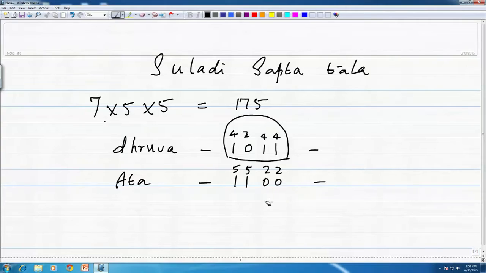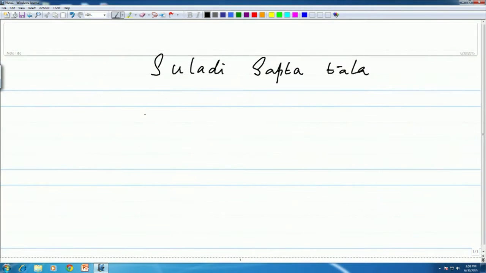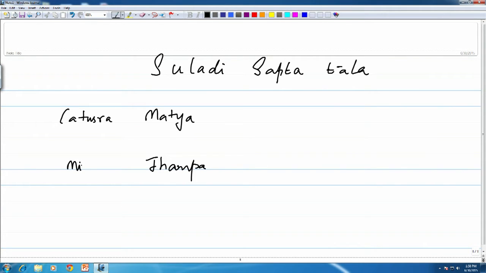Now let us take two other talas which have the same number of beats. Matya Tala, Jhampa Tala. Matya Tala is also associated with Chatushra Jati, so Chatushra Matya, and Jhampa is always by default associated with Mishra. Of course, we can have other Jatis also, but by default, unless otherwise mentioned, Matya Talam is Chatushra Jati, Jhampa Tala is Mishra Jati.